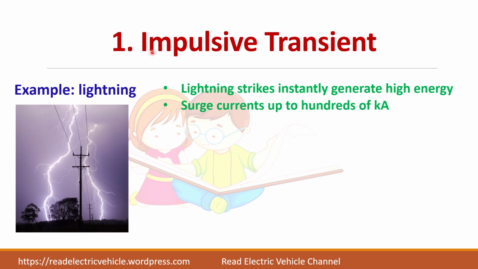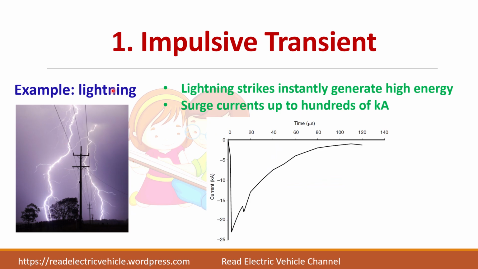Let us see about impulsive transient in detail. It mainly occurs because of lightning. So we know lightning strikes instantly generate high energy. If you see this graph, we know the current is in kiloamps. So it rises to the kiloamps in a short period and it decays after that. So this is in microseconds. Okay. So it rises in a very short period and it drops.